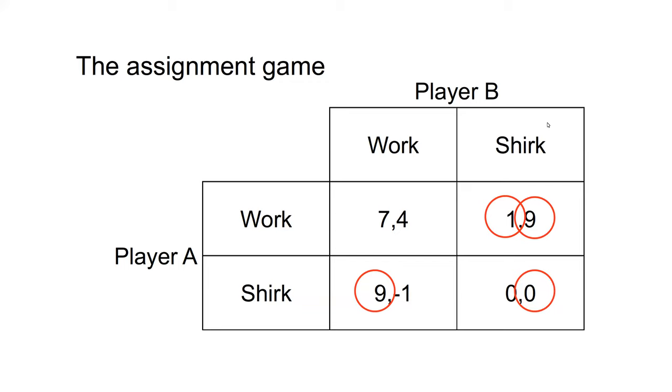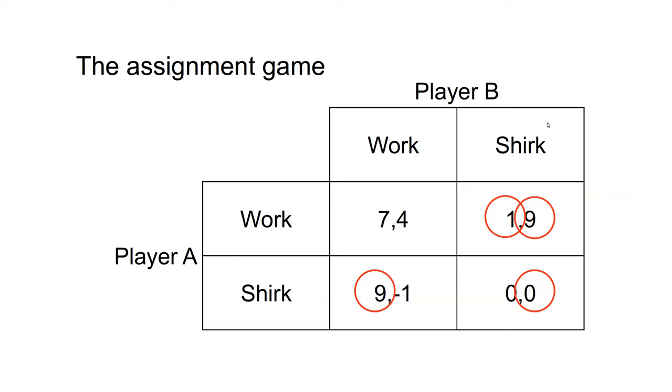There is a unique Nash equilibrium, work-shirk, with shirk the dominant strategy for player B. Consider, however, if instead of fully rational agents, we have level K thinkers playing this game. In this case, the outcome of the game will depend on the level of thinking of each player. If both players are level zero, they will each play randomly.